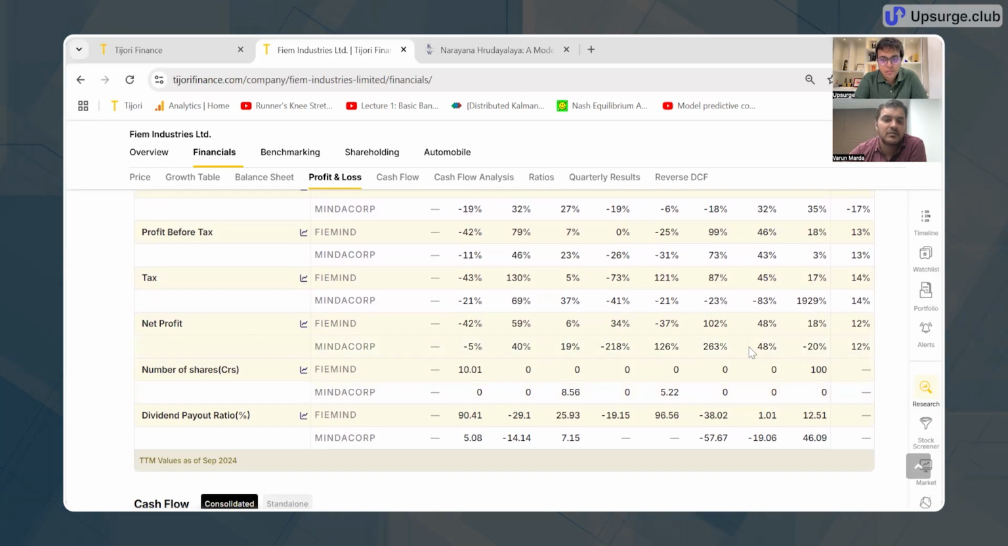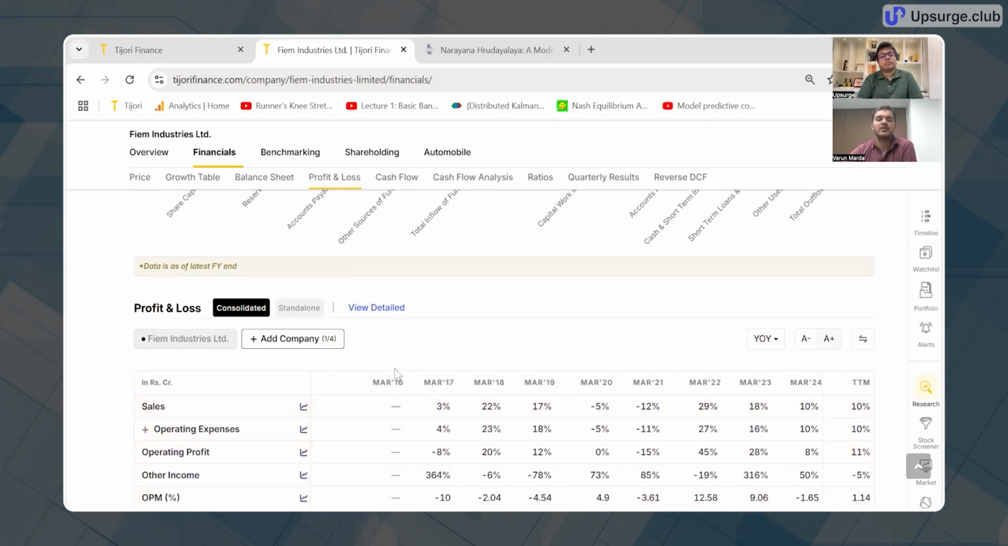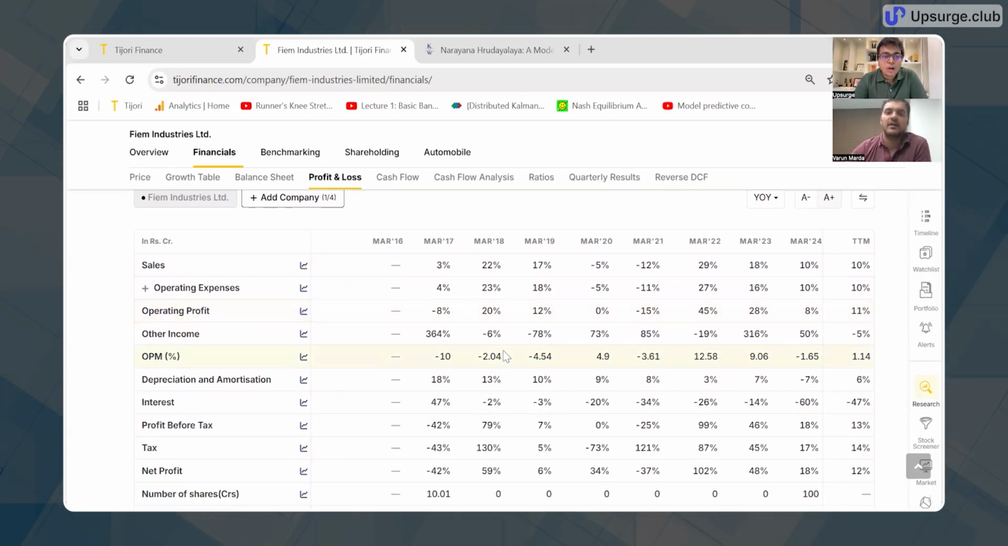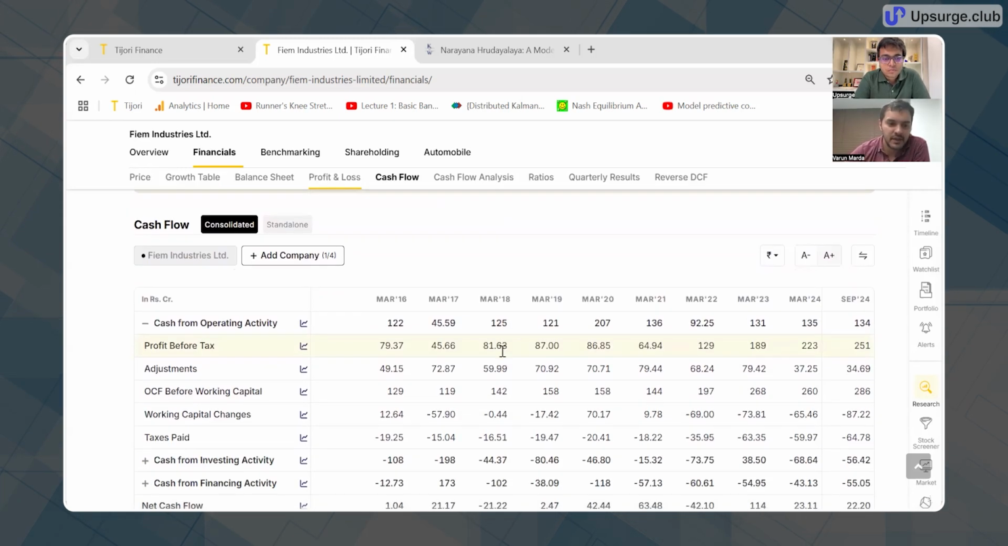So it just gives you a good comparison, especially for Swiggy, Zomato type companies, to see what scale they're operating at. I think Swiggy and Zomato are more like comparisons than FEME and Minda, because one is into two wheelers and the other is into four wheelers.